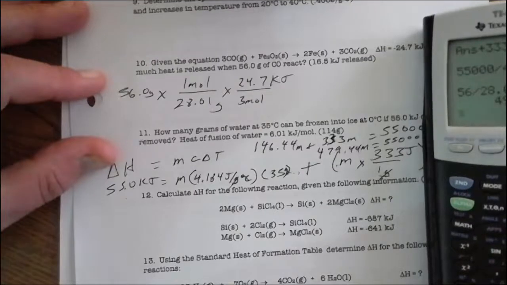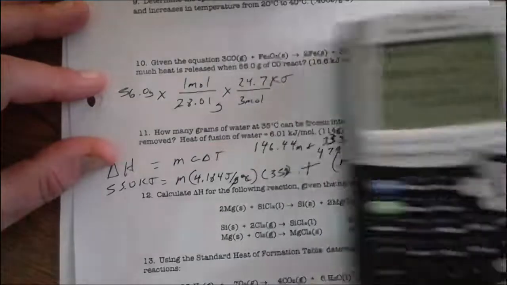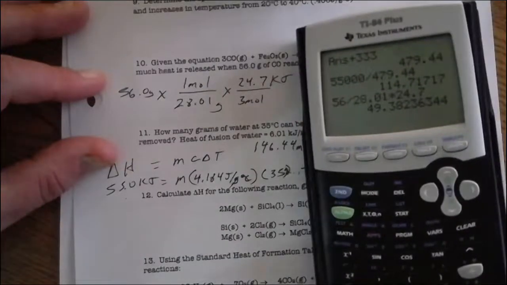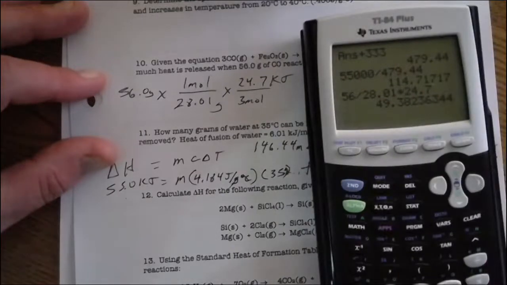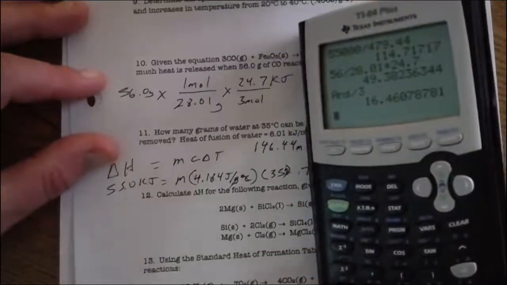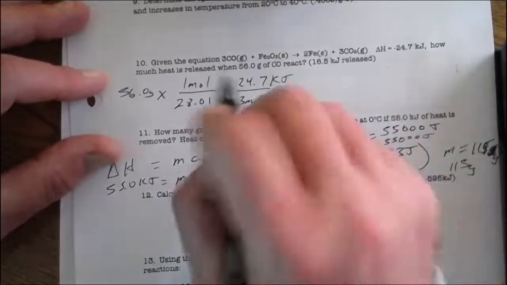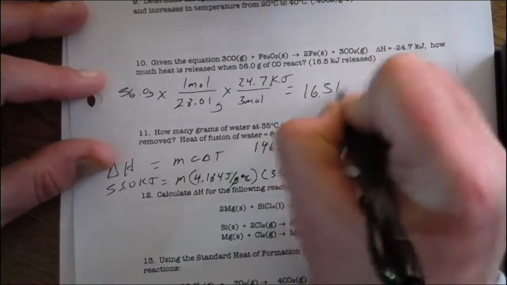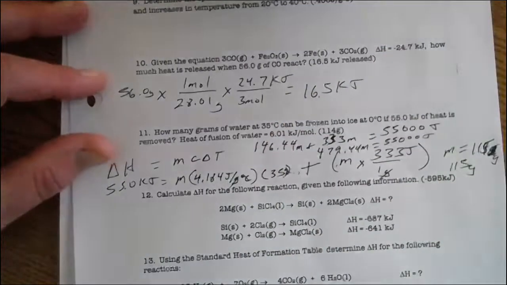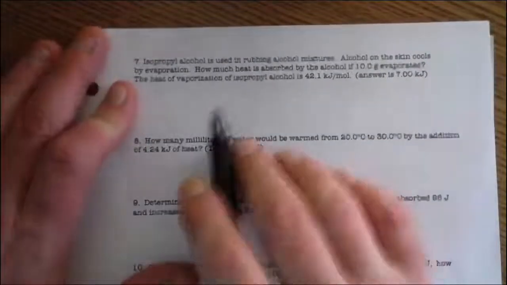How much heat is released? Oh, I need to do what? I need to divide this by what? 3. And we get 16.4. Don't forget that 3 there. That's what I did. And it's 16.46, which equals 16.5 kilojoules released.